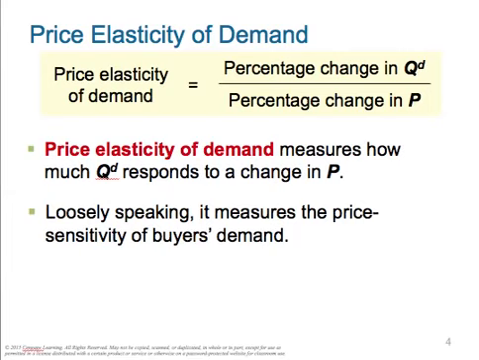Here is the very simple equation for price elasticity of demand. It's simply the percentage change in quantity demanded over the percentage change in price. You have some sort of change in price. You want to see how much your quantity is going to change, and we do this in percentage terms. So price elasticity of demand measures how much quantity demanded responds to a change in price, how much quantity demanded changes up or down when you change your price. Loosely speaking, it measures the price sensitivity of a buyer's demand.